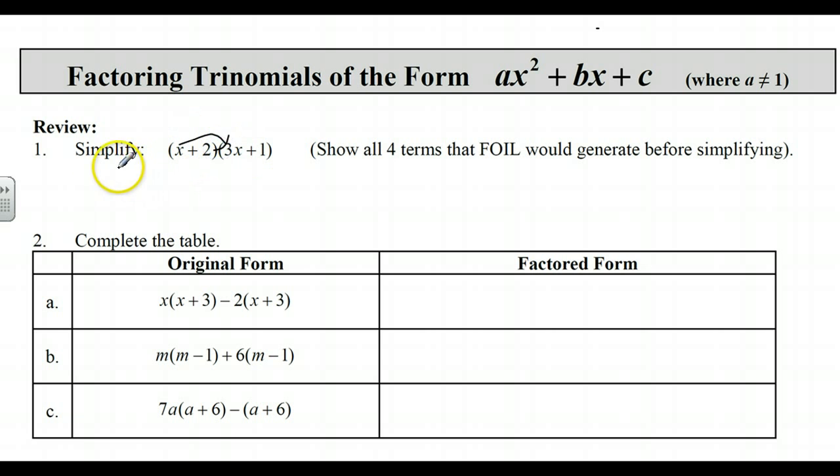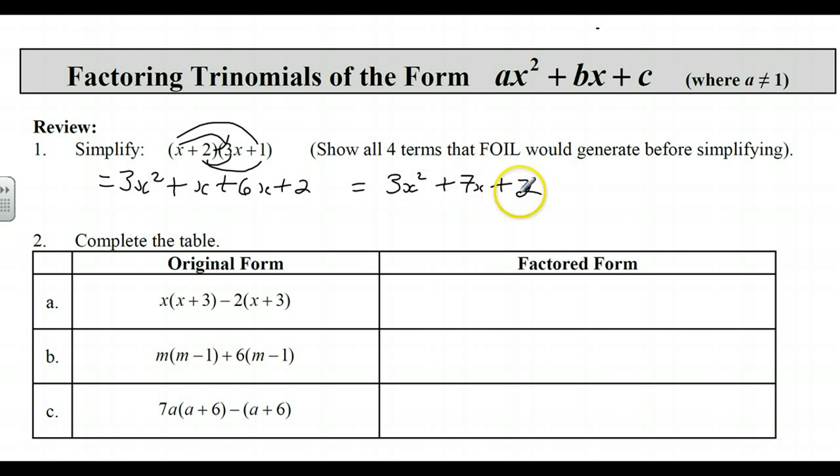So remember, we get four products, right? So x times 3x is 3x squared. First, outer plus 1x. Inner plus 6x, and last plus 2. And what's that equal to? So 3x squared plus 7x plus 2.